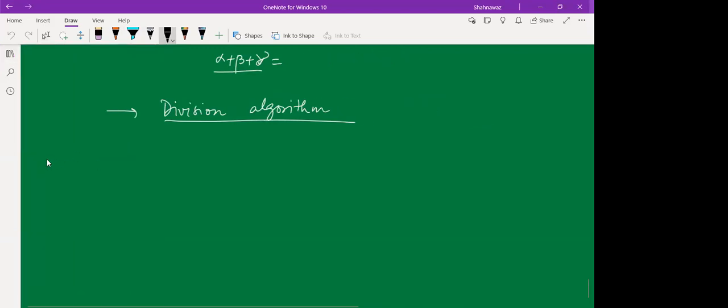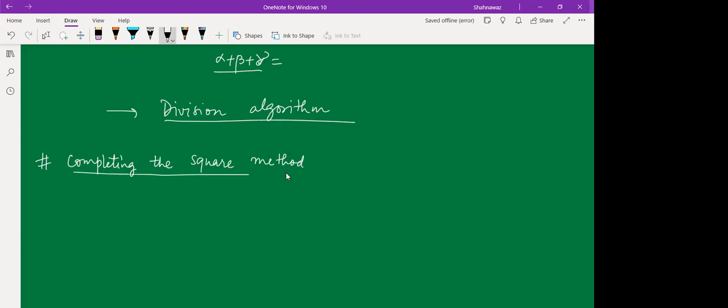Okay, so the next topic is completing the square, right? As the name suggests, completing the square. So we have to adjust the terms so that we make a square, right? So this is the idea of this method.